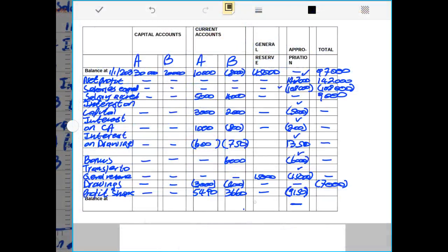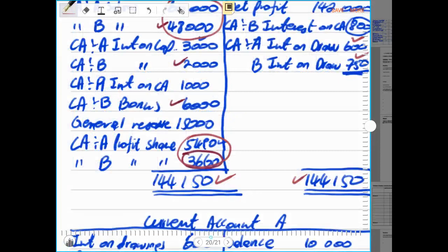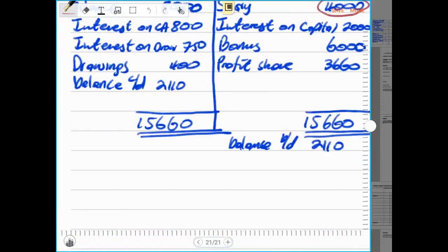So now we can totalize all of our totals. Our total column will be 133,000 rands. Our general reserve will be 60,000 rands, and our current account for partner B, make sure that it gives you the same 2,110 that we did in the ledger account. We got 2,110 as a balance that was brought down and carried down.